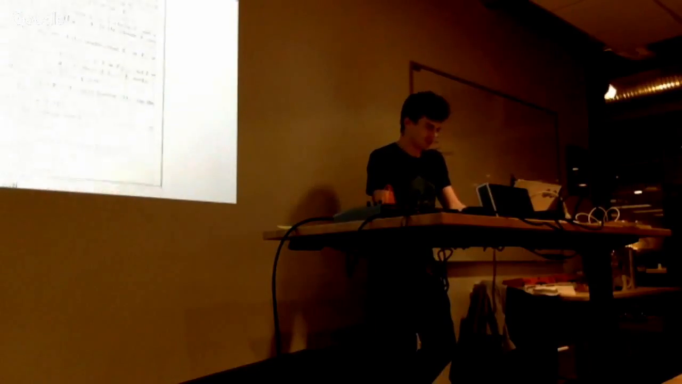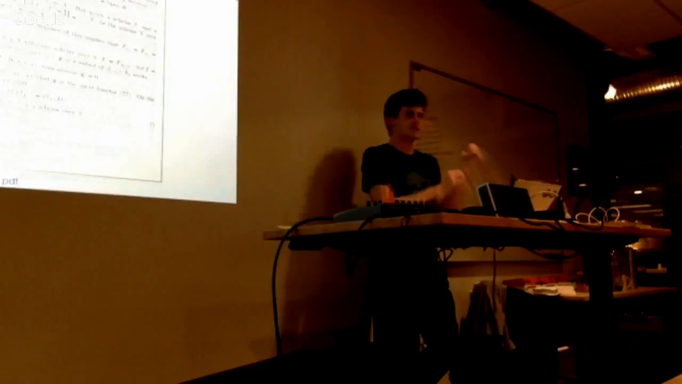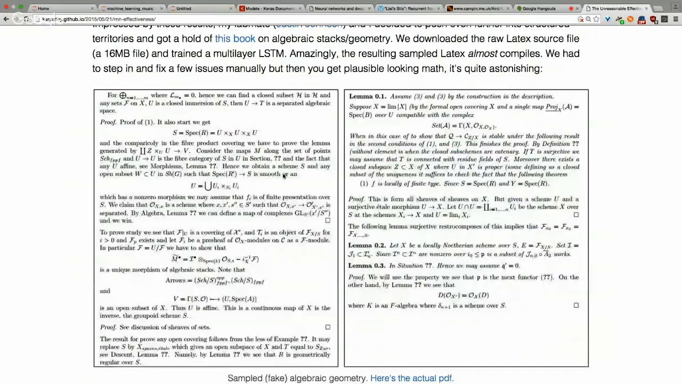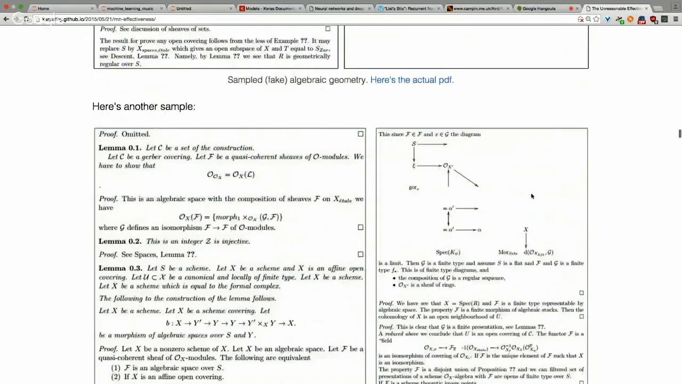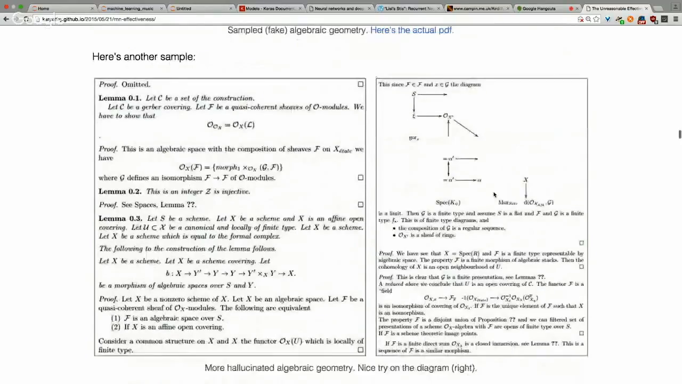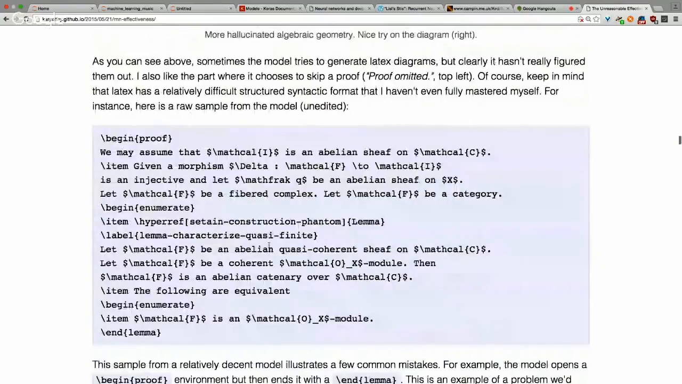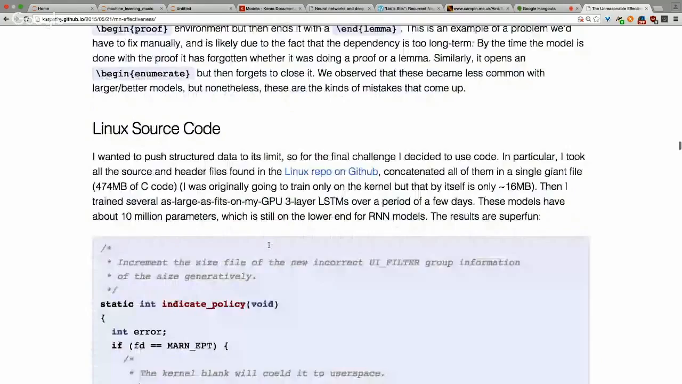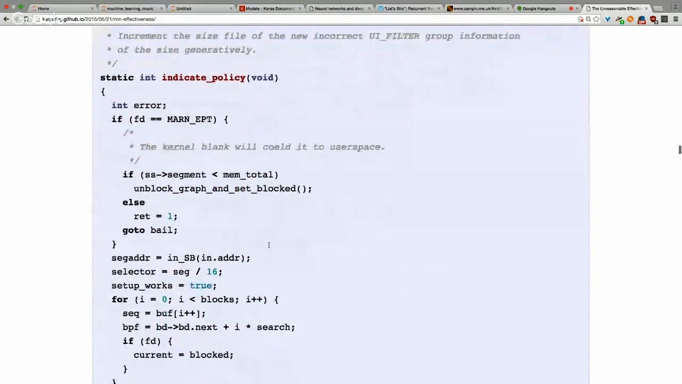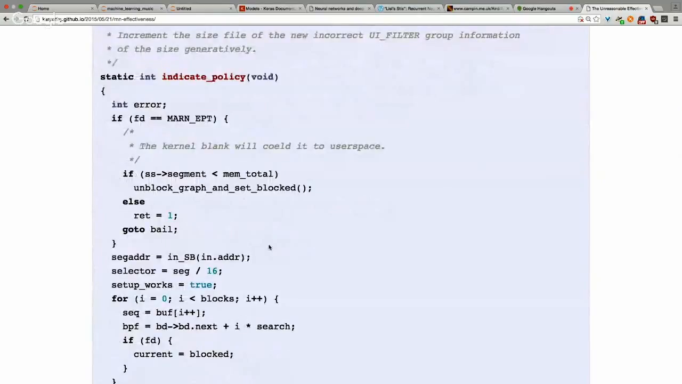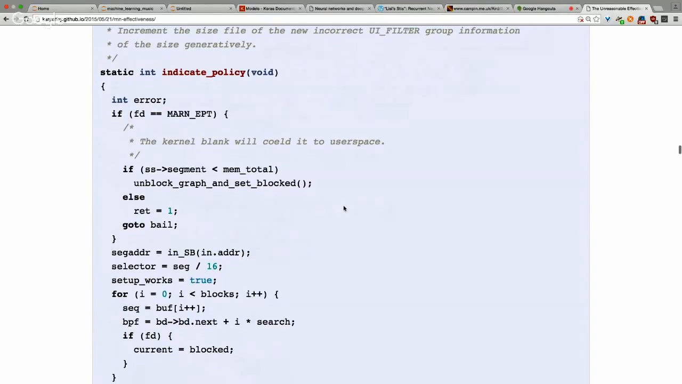You've heard of LaTeX? LaTeX is like a markup language to make really cool functions. These functions have been randomly generated. All of these things, this means nothing. But look at that, you got things graphing at one another. There you go, proofs. It's trying to write proofs. Linux source code. You train it on the entirety of Linux source code, and it figures out things like things are ints.